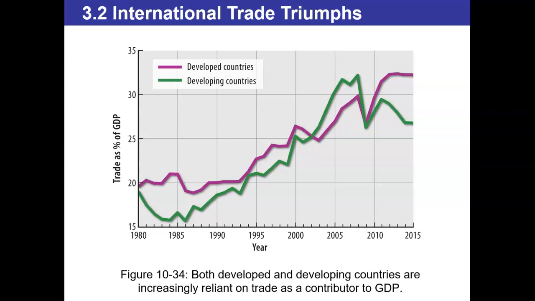Trade has increased more rapidly than wealth. We can see this measured by GDP. This is the gross domestic product. It measures all outputs of a country and the value of goods and services. During the late 20th century and early 21st century, we can see the growth that has occurred. This is a measure of the growing importance of the international trade approach, especially in developing countries. So both developed and developing countries are increasingly reliant on trade as a contributor to their GDP.